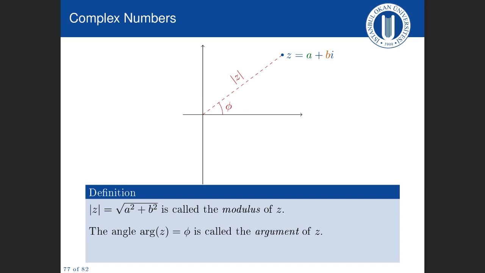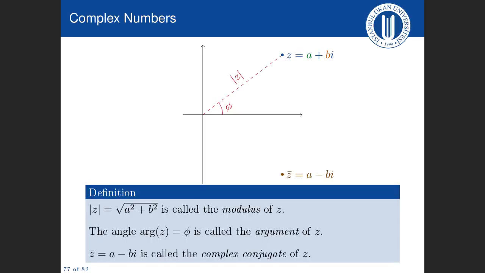And if we do the reflection by the real axis, so in other words, we take z and we reflect it down here, we get a new complex number which is called the complex conjugate of z. If z is a plus bi, then the complex conjugate of z is a minus bi. And the complex conjugate is going to be important to us.